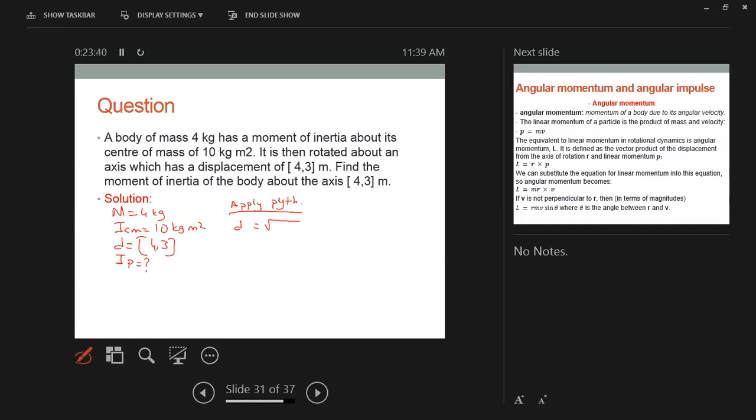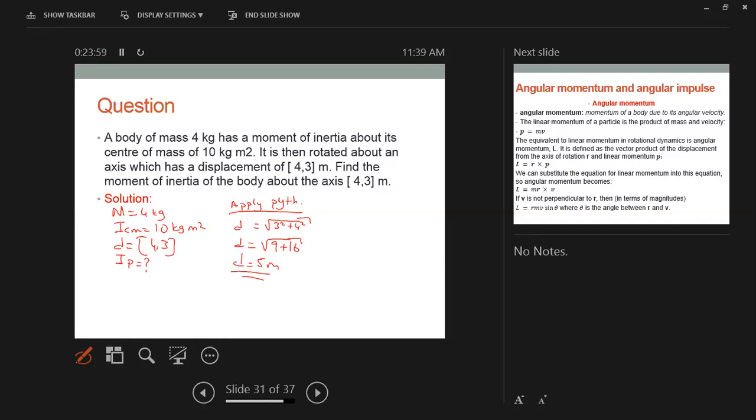So d equals the square root of 3 square plus 4 square, right? 3 square is 9, 4 square is 16, so d will be the square root of 25, which is 5. The unit is already given in meters, so d is 5 meters. So we find our d.